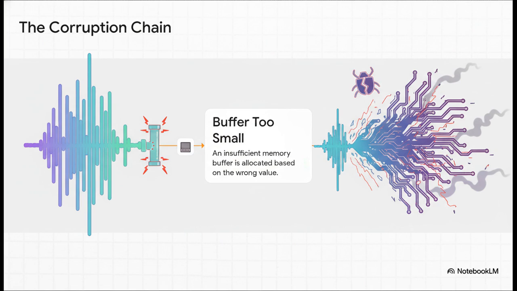First, the number overflows. Second, based on that tiny, wrong number, the program sets aside a ridiculously small amount of memory. And finally, it tries to stuff the entire, large chunk of audio data into that tiny little space. Of course, it doesn't fit, so it spills over and starts overwriting whatever was next to it in memory, which could be anything, including the instructions that run your phone.